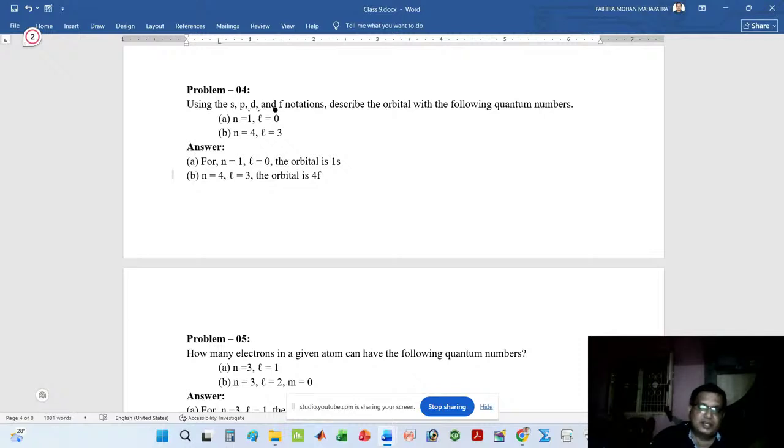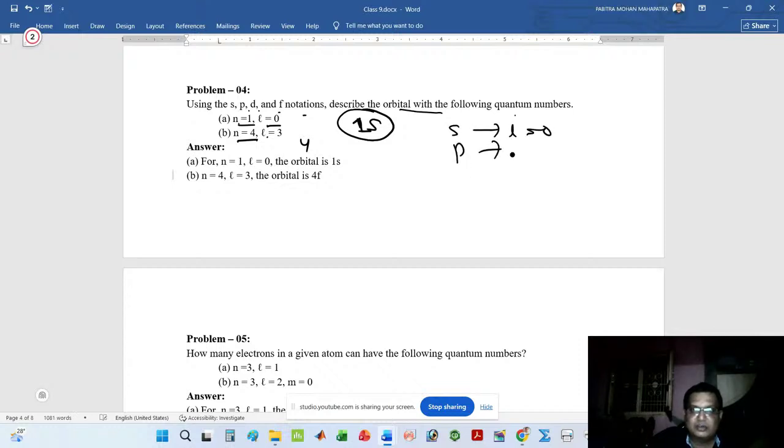Using s, p, d and f notation, describe the orbital with the following quantum numbers. Let me explain. Here n is equal to 1, l is equal to 0 is given. n is equal to 1 means I can write 1. l is equal to 0 means s. So here I can write 1s. Let me explain question number b. n is equal to 4. At first write here 4. l is equal to 3 means, remember this point: for s, l is equal to 0. For p, l is equal to 1. For d, l is equal to 2. For f, l is equal to 3.